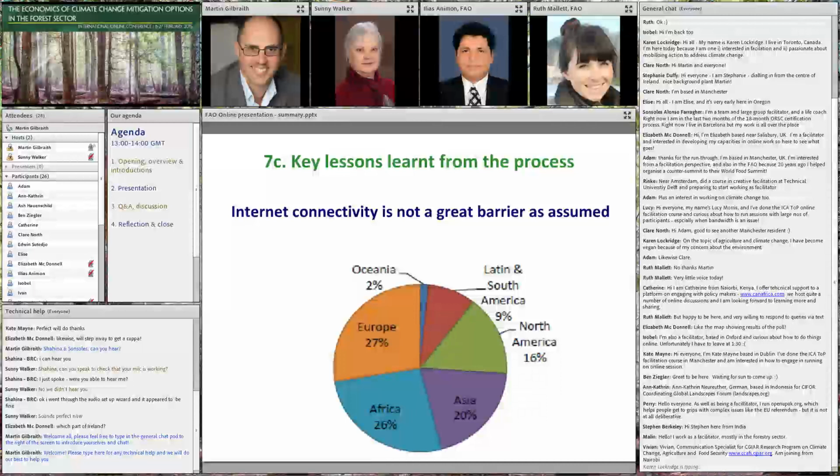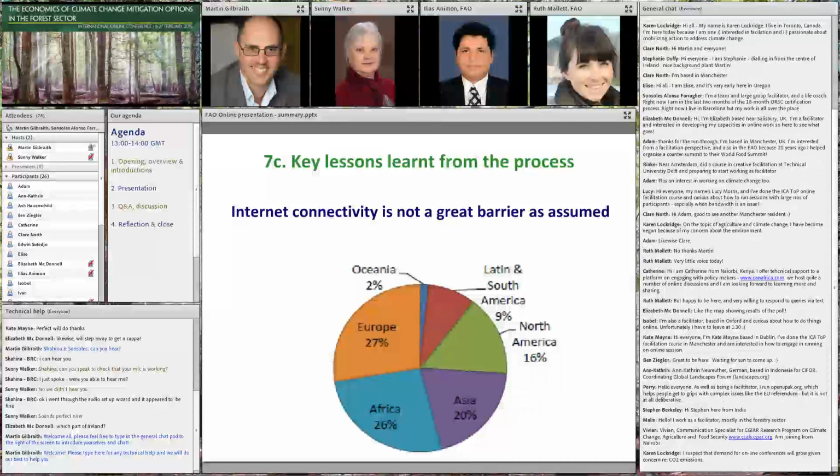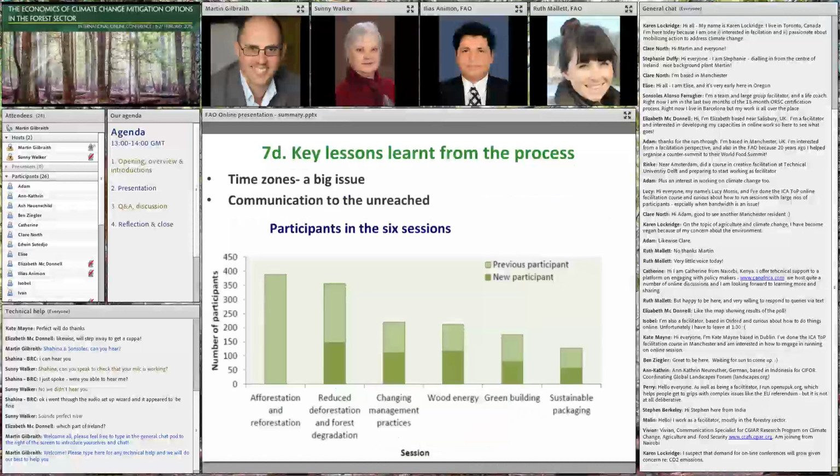We also learned that internet connectivity was not as great a barrier as assumed. Quite a broad representation from around the world in the sessions, particularly from Europe and Africa, perhaps because the sessions were timed in the middle of the day like this, more convenient to Europe and Africa than farther afield. Reaching the unreached, or the harder to reach, of course, is always an issue with any process such as this. Time zones were clearly an issue in reaching people in the Far East and the Far West time zones. You can also see an indication there of how many people returned from session to session, and also the topics of the 6 sessions.